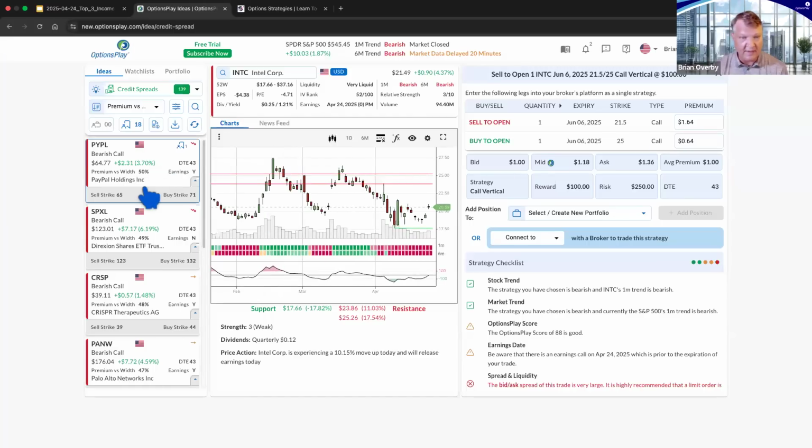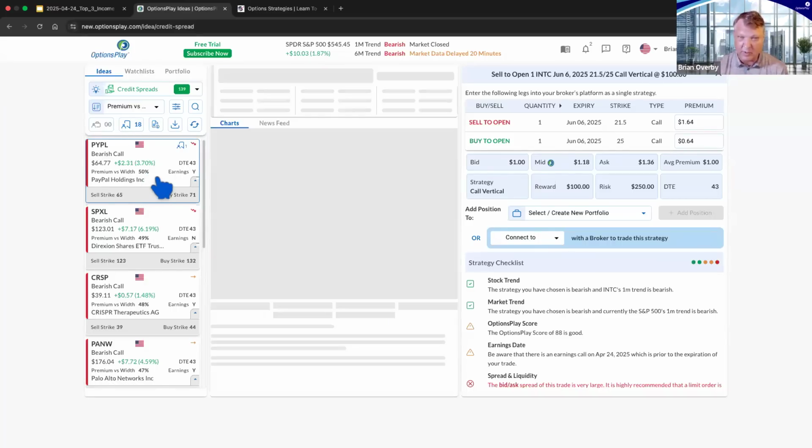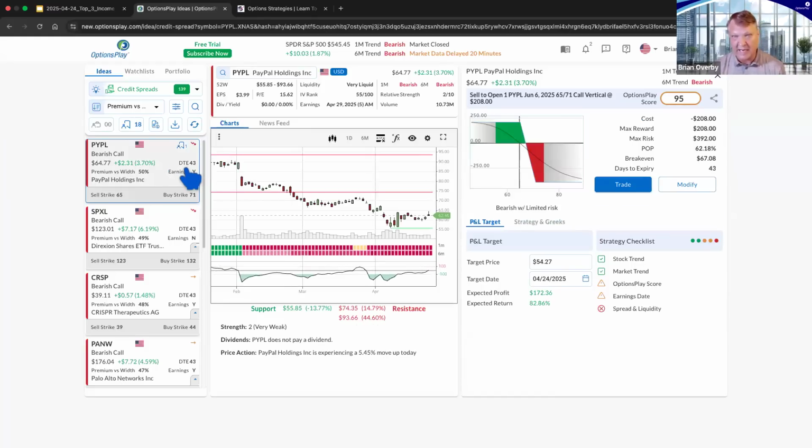If I click on this, this is saying that we can bring in premium. The premium isn't quite, it's going to be close to 50%, but not quite there. But this is a 6-point wide spread. So ideally what we want to pull in, if we do this trade, is about $2. So it's highlighting here that PayPal is up today at 64.77.